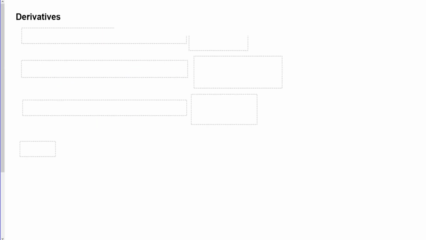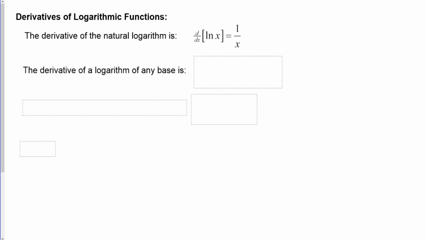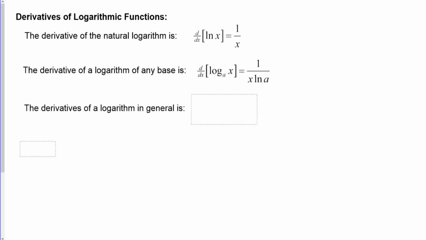Now let's take a look at derivatives of logarithms. So the derivative of the natural logarithm, which is ln x, is just 1 over x. Kind of surprising because the natural log of x is a transcendental function and 1 over x is a rational function. It's kind of interesting that that derivative works out the way it does. We'll do a proof and maybe that will help you understand why, but maybe not. The derivative of a logarithm for any base, so if I have log base a of x, it's just 1 over x times the natural log of a. And the derivative of a logarithm in general is the natural log of u is u prime divided by u.